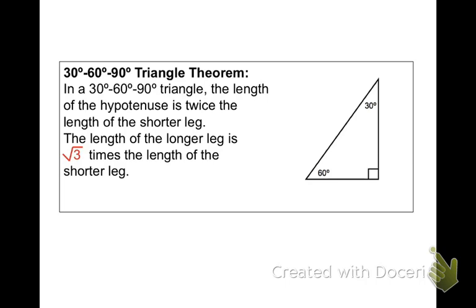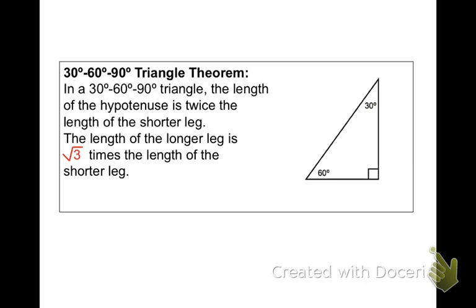Now let's think about long and short. What geometric reasoning can we use to know that this is the short leg as opposed to this leg? What's the angle opposite of this leg? 30. What's the angle opposite of this leg? 60. Which one's smaller? 30. So isn't it true, using our triangle inequality, that this side would be shorter than that side? Yes. Okay. So short leg, long leg.